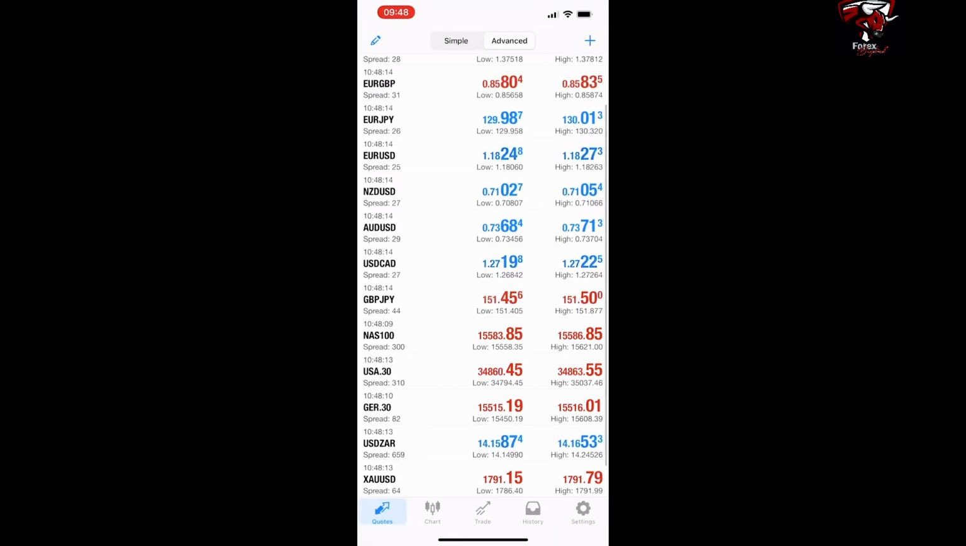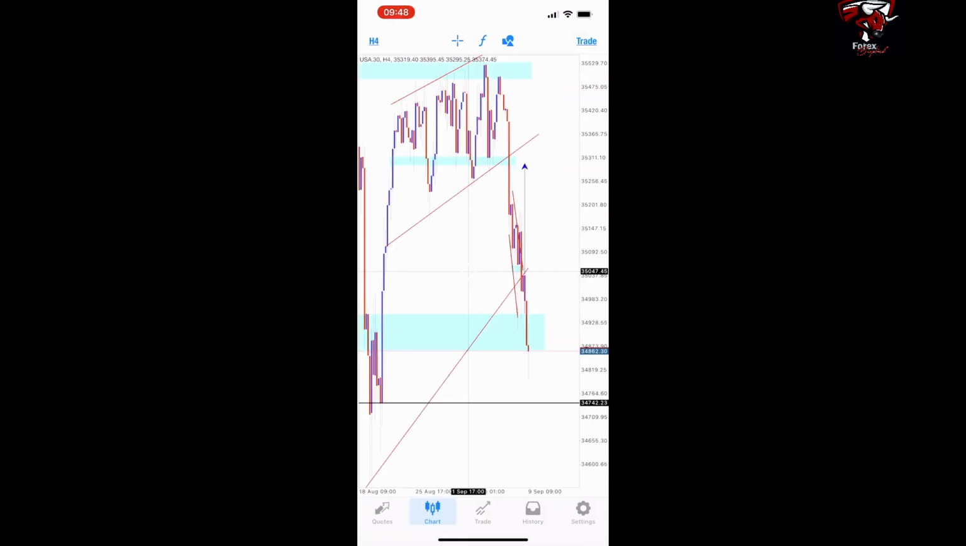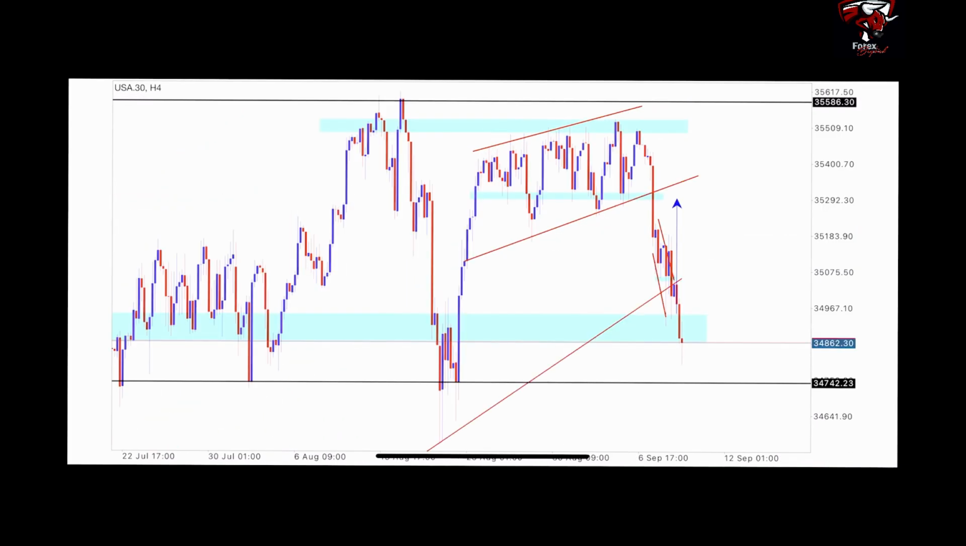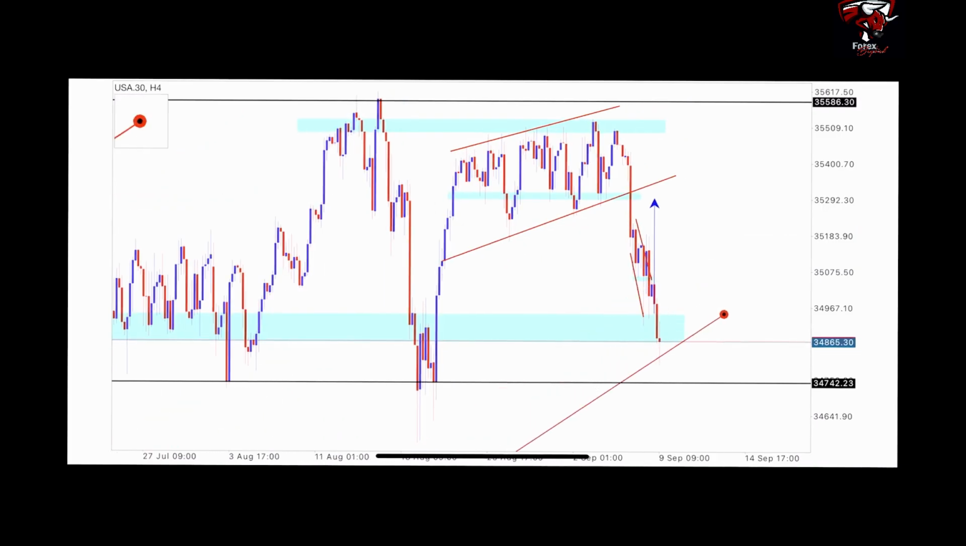And we're done with German 30 now. So let's look at US 30, which is another instrument, guys, an index. So now currently I do see that we are at the bottom, which is at a support. So now let me fix my analysis.